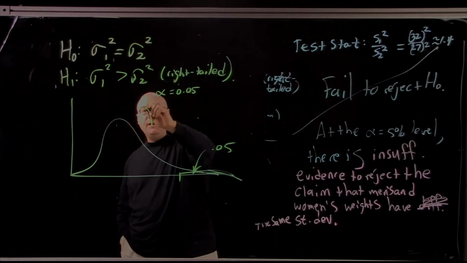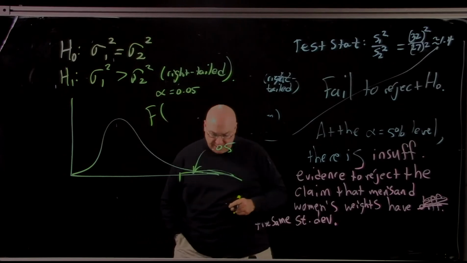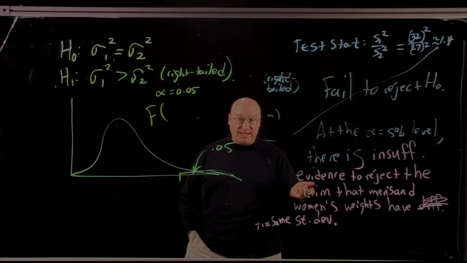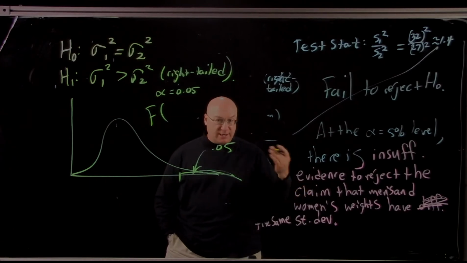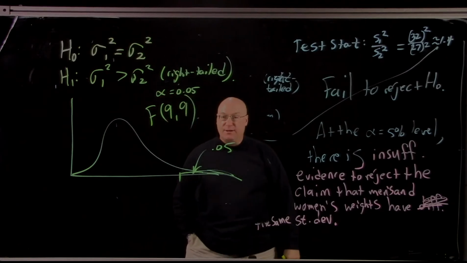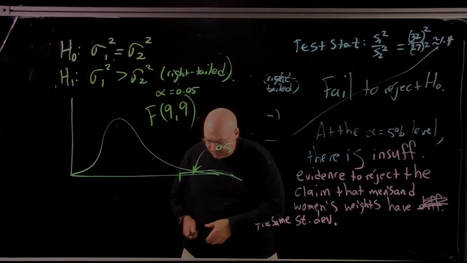And F is what? Well, both samples are of size 10, 10 scales. So we take 10 minus 1 and 10 minus 1, we're going to get F9,9. Okay, let's look that up.